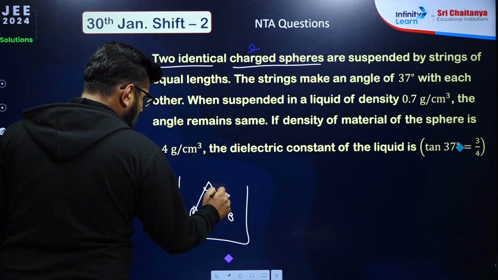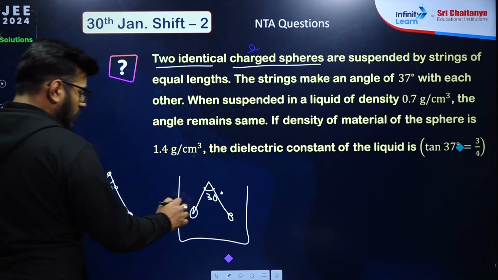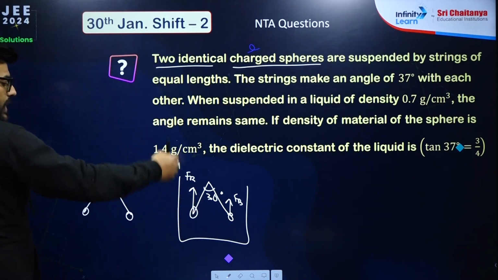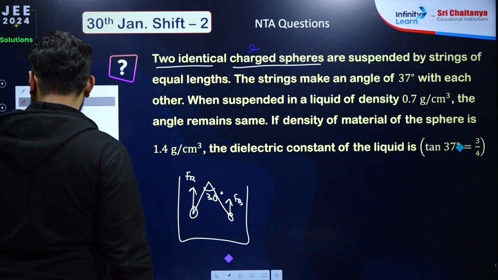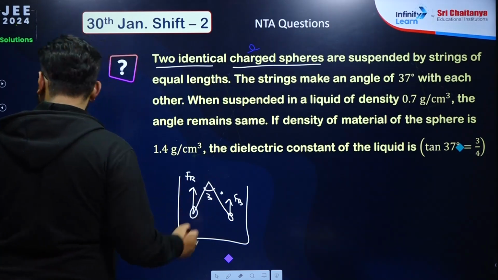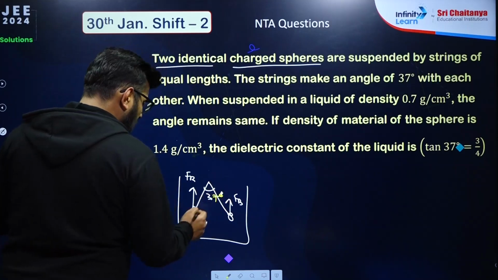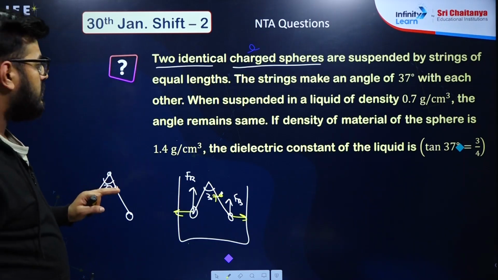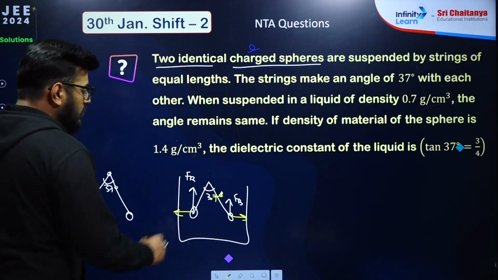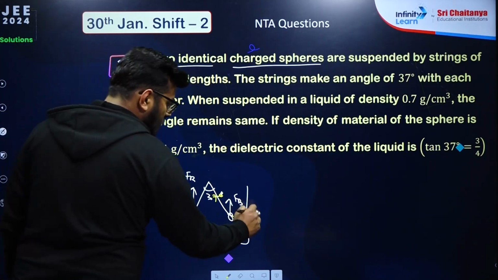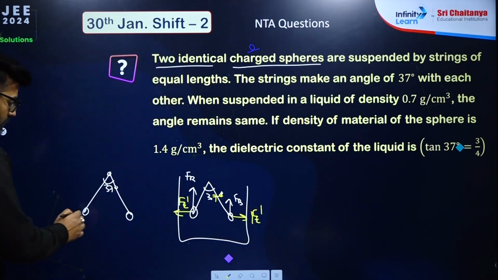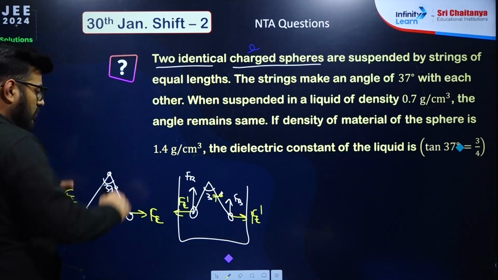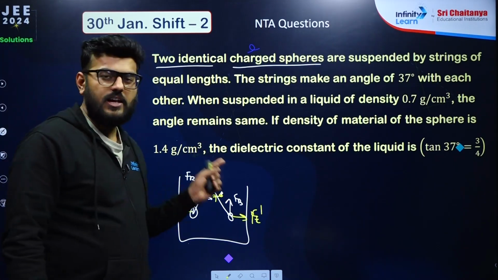That means whatever is the change over here, what is going to happen? FB, the buoyant force, will act, and this FB will make the strings move far away from each other. But the electrostatic force between the identical charged spheres, which was making this, will also reduce. Why will it reduce? Because the value of K will reduce. Earlier, the electrostatic force was responsible for making the strings move at an angle of 37 degrees, but over here now it will reduce and this FB will increase.